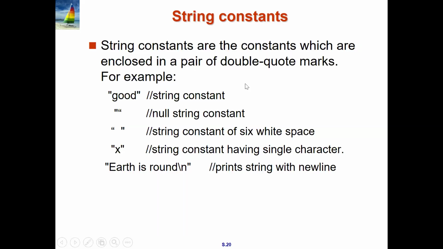Then strings in double quotes are treated as strings. So with double quotes, if nothing is written inside, that is a null string. Spaces you can give in double quotes, or you can write any character or a number of characters, and it is called a string. "Earth is round\n" like this will print the earth is round and it will go into the next line.